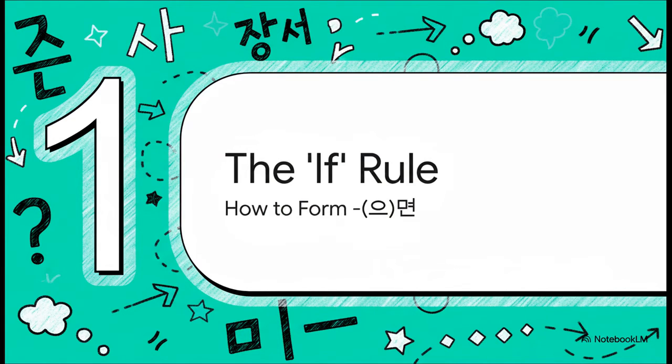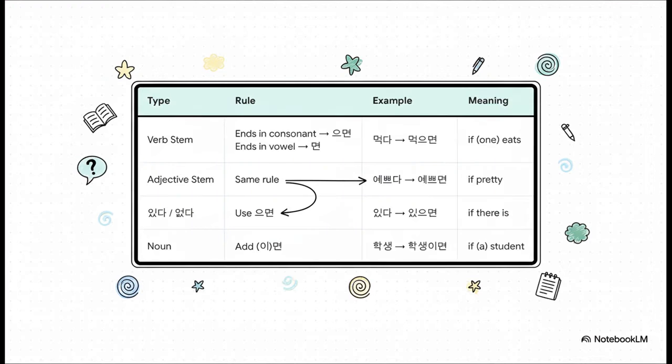Okay, so how do we actually use it? The rule is actually pretty simple, but it does change just a little bit depending on what kind of word you're attaching it to. Let's take a look. This chart breaks it all down for us. It's really logical when you see it laid out. For verbs and adjectives, the rule is exactly the same. So if the word stem ends in a consonant, like the word for to eat, 먹다, you add 으면, so it becomes 먹으면. But if the stem ends in a vowel, like to be pretty, 예쁘다, you just add 면. That becomes 예쁘면. And for nouns, it's even easier. You just pop 이면 on the end.